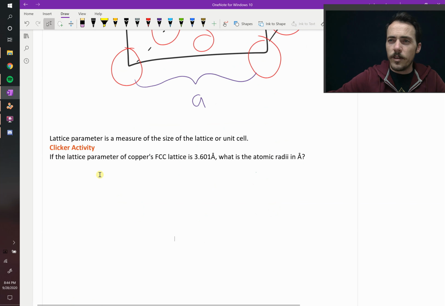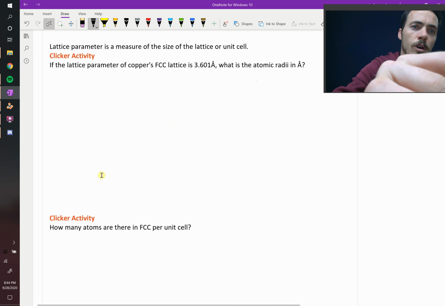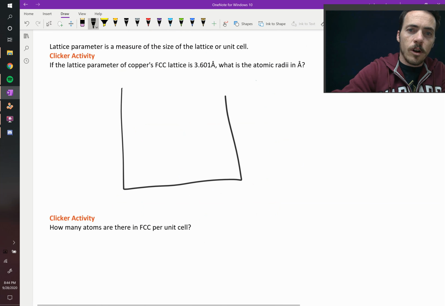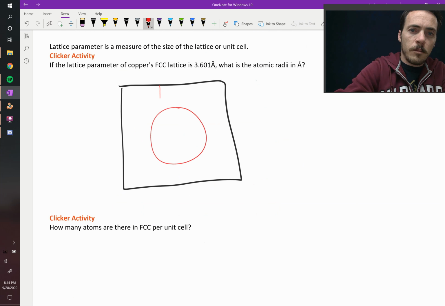Let's draw just one of these faces, okay? So if we draw just the face, and we're going to draw it with the atoms drawn to size, it might look something pretty close to this.